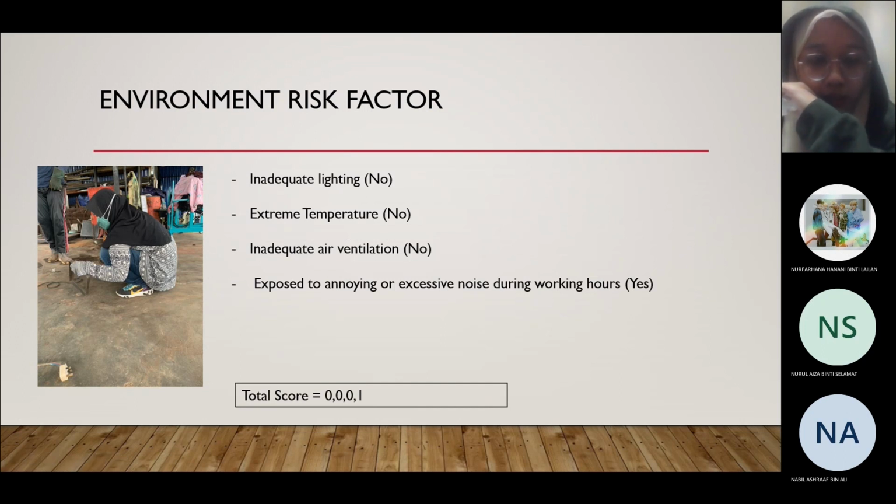For the environmental impact, the surroundings of the workplace have loud noise during working hours, and it gives a huge distraction for the workers to execute the task properly. And that's all for me. Thank you.